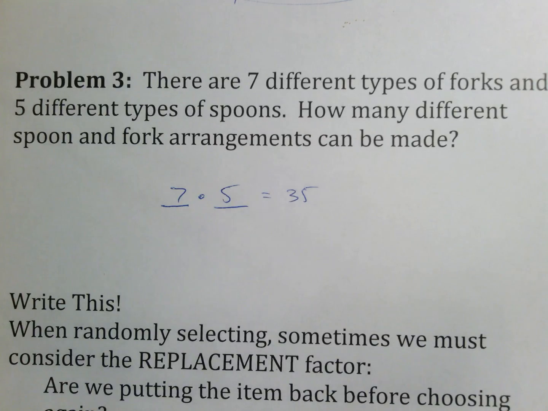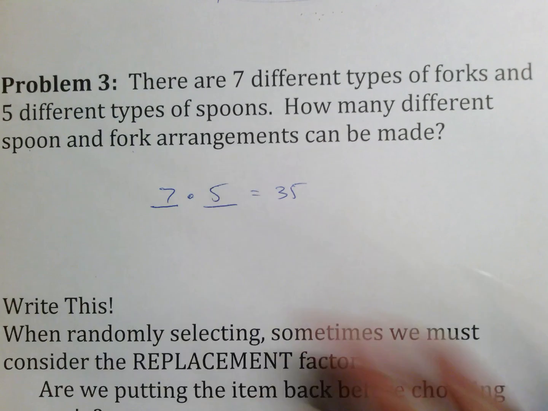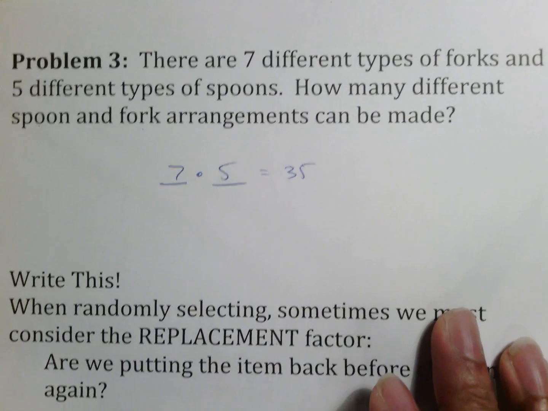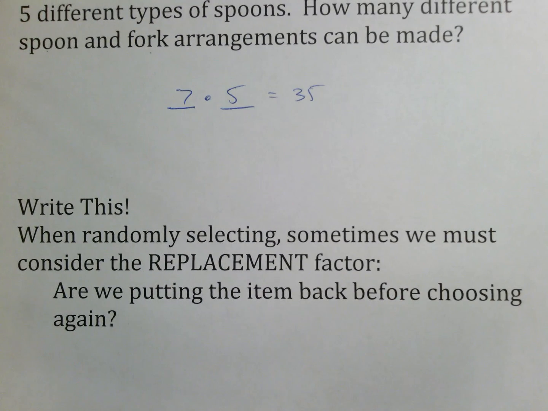Again, making a choice, you have to ask yourself in these questions, how many choices am I making? I am choosing a spoon, I am choosing a fork. That is 2 different choices that I am going for, and that is that. Write this real fast as we move on to the next part and get ready to wrap this up.